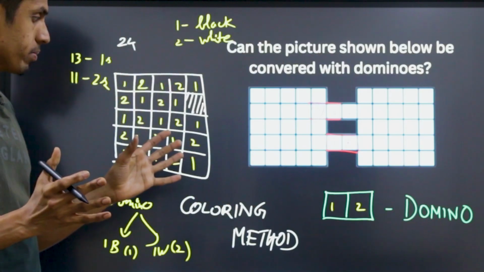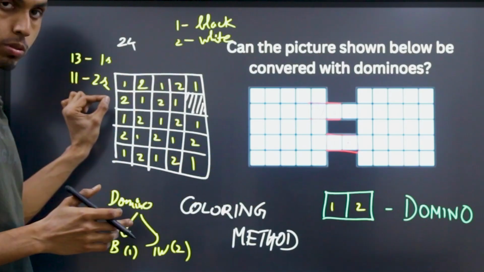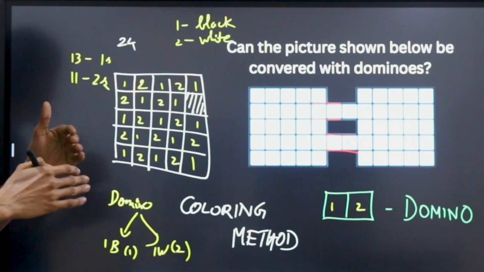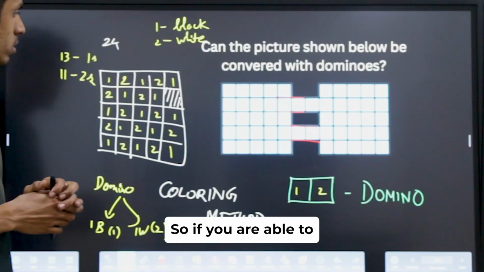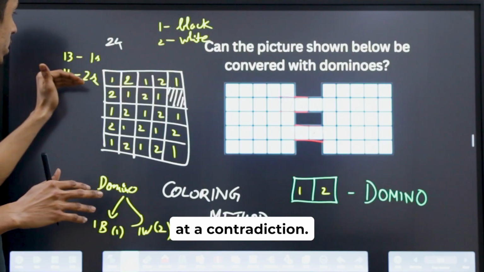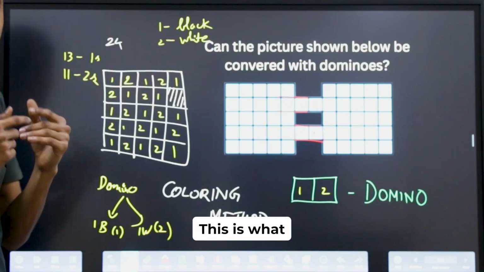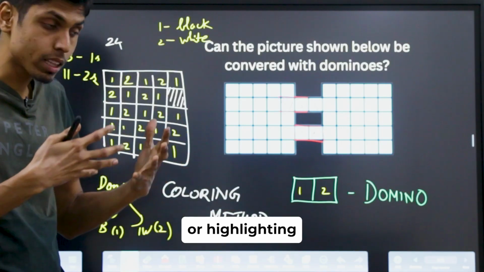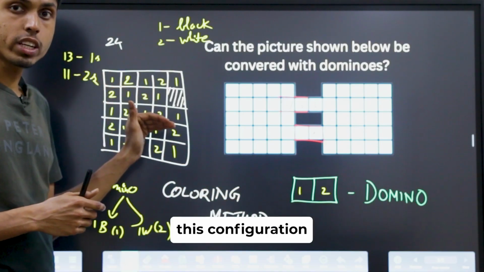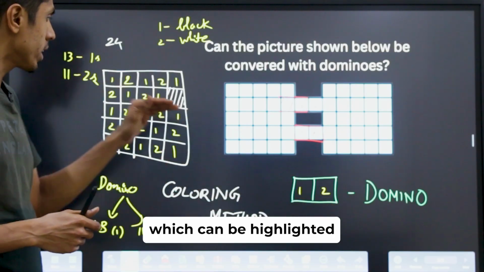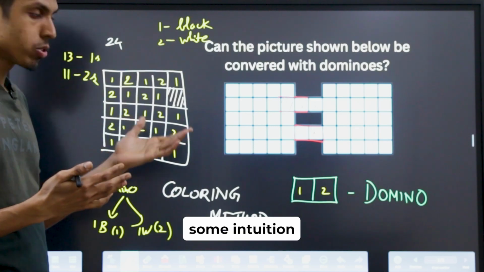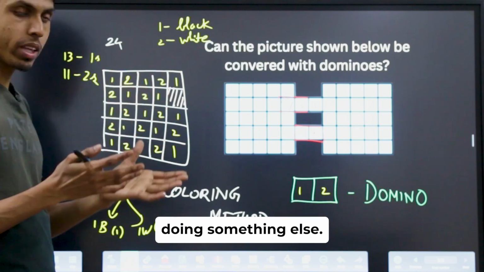Which means in total, you are going to have the same number of ones and twos if you are able to cover it. But it turns out the number of ones and twos we have are already imbalanced. So if you are able to cover it with dominoes somehow, then you arrive at a contradiction because of this fact. This is what I mean by highlighting the property of the configuration we are working with. Hence, it is never possible to cover this configuration with dominoes, which can be highlighted through coloring in a chessboard pattern. So now I think you will have some intuition on why we did this instead of something else.